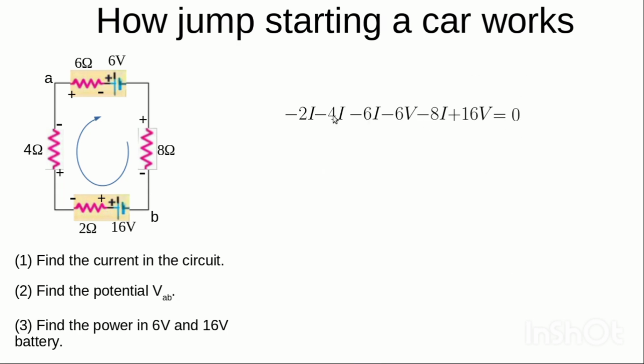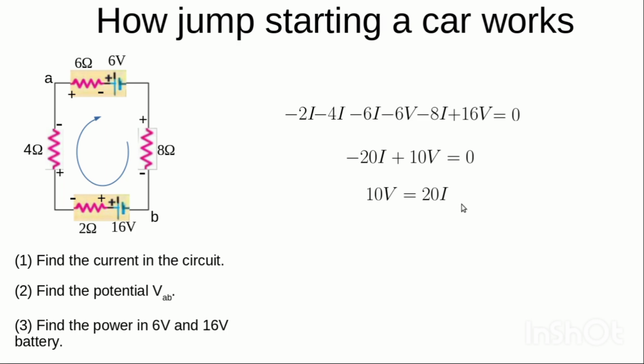Now that we get this one, we can add all the currents together and all the voltages together. So if we have 4 plus 6, 2 plus 8, everything will give us minus 20I. Plus minus 6 plus 16 will give us 10 volts equal to 0. So we can simplify this one to have 10 volts equals 20I.